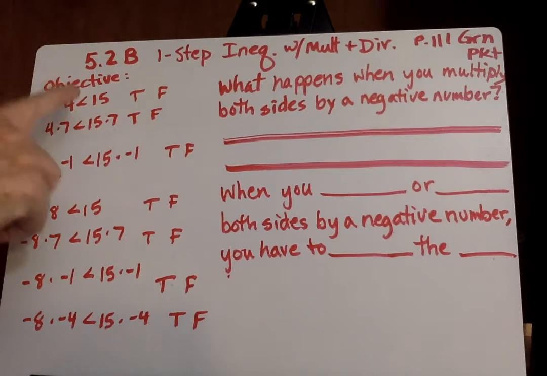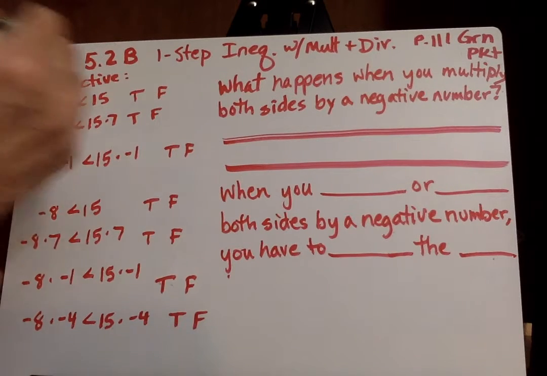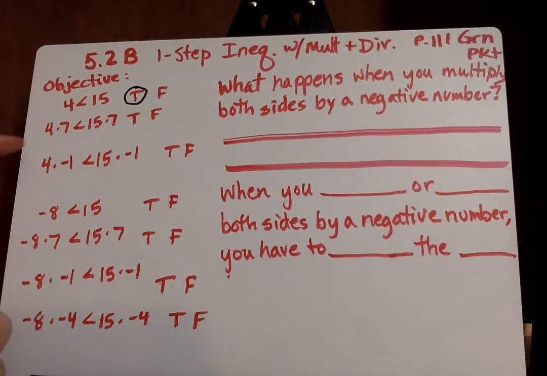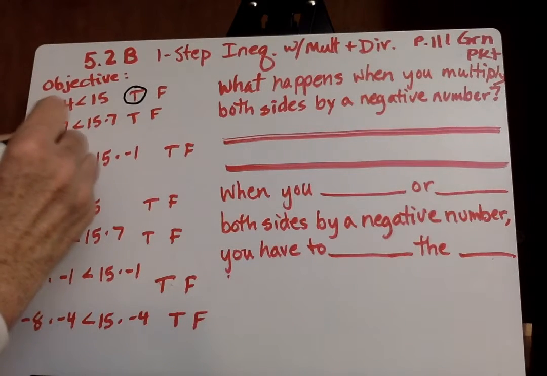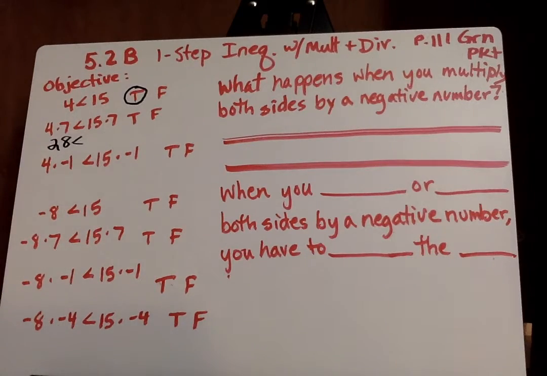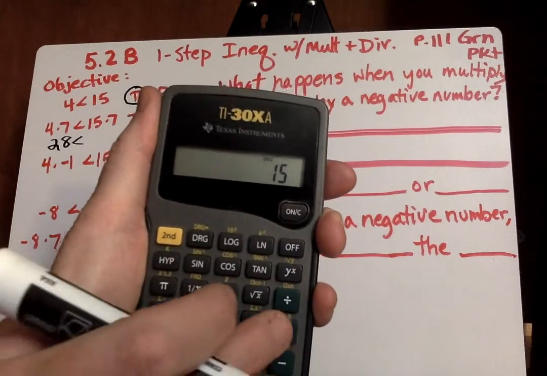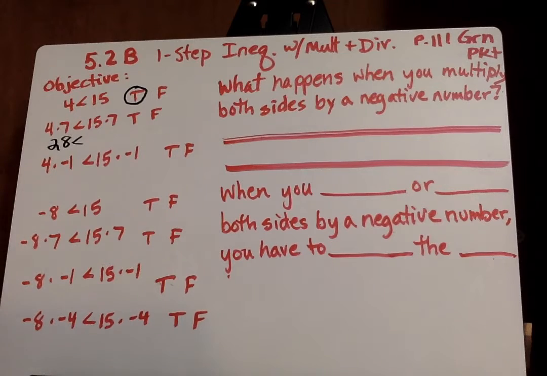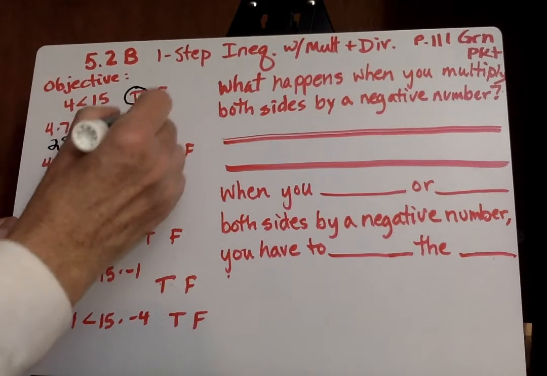So we start off with a series of true or false things here. 4 is less than 15. Is that true or false? That's true. 4 is less than 15. Then we multiply both sides by 7. 4 times 7 is 28. Is 28 less than, let's see, what's 15 times 7? We'll take our handy dandy calculator here. 15 times 7, 105. Is 28 less than 105? You might say, why, yes, it is, Miss Rupert, so that one's true.